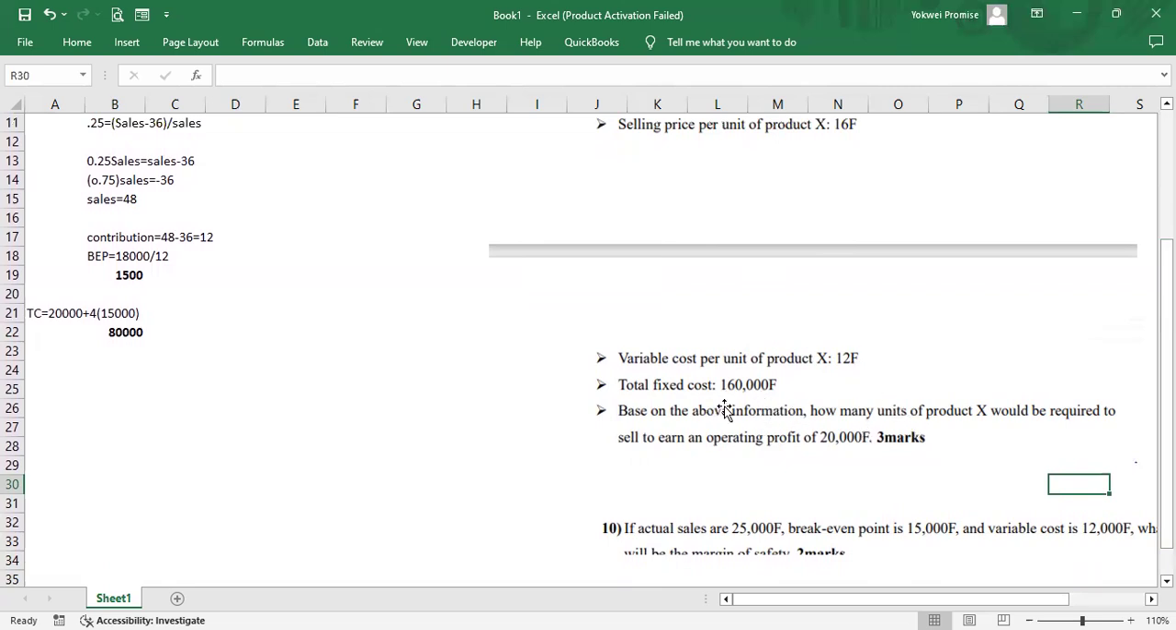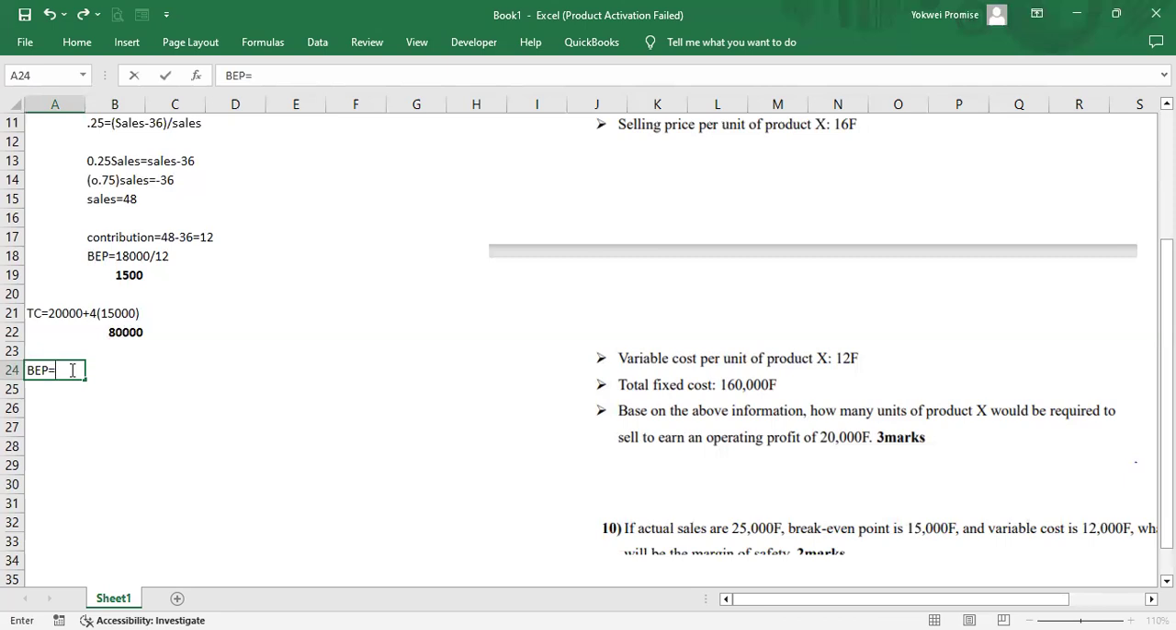So they're asking us for the number of units. Let's calculate the break-even point first, and then we'll calculate the units they have to sell to reach this profit. We know the number of units they can sell before they break even. When you break even, you are not making profit because you have covered all your expenses. So we will first determine the break-even point in units, the units they have to sell before they break even, and then calculate the units they have to sell to reach this profit.